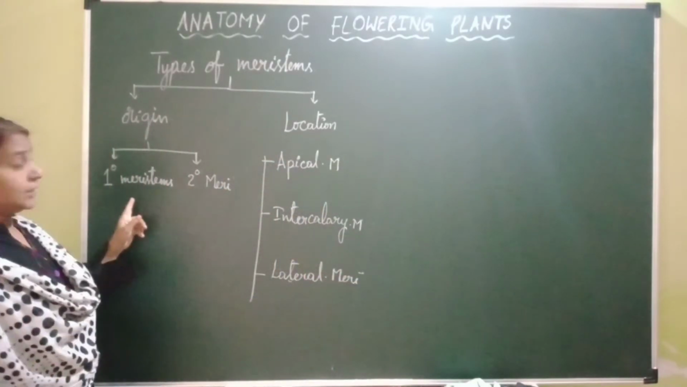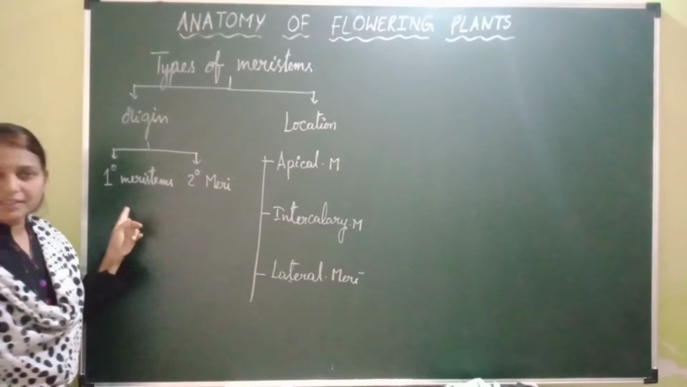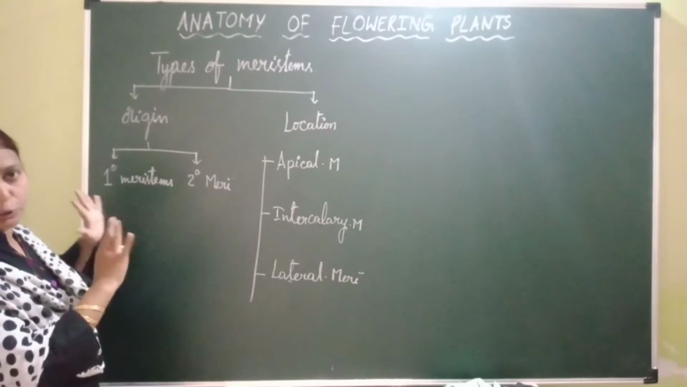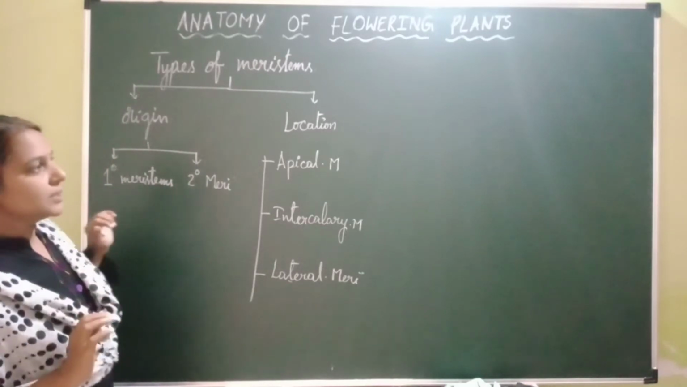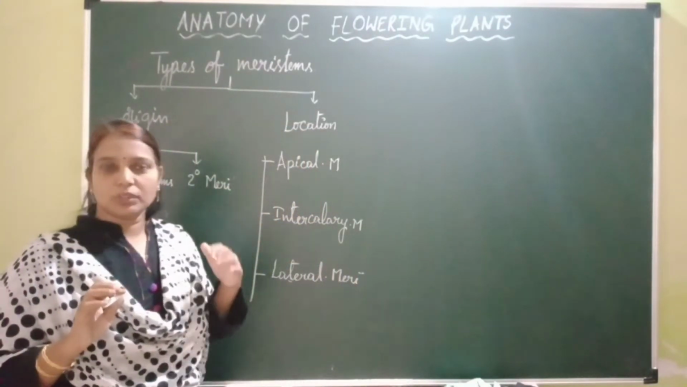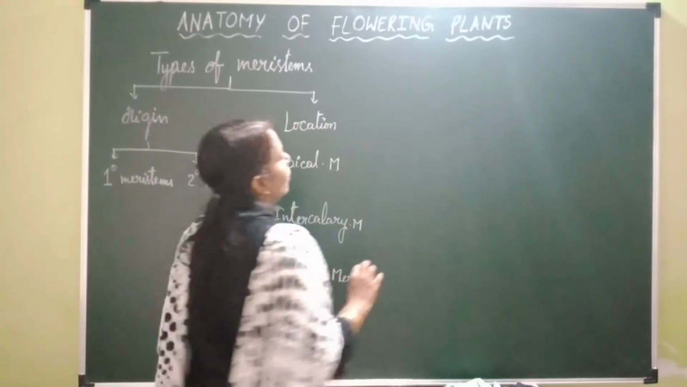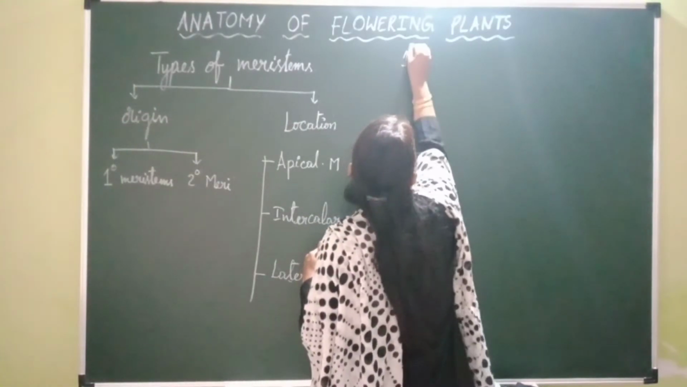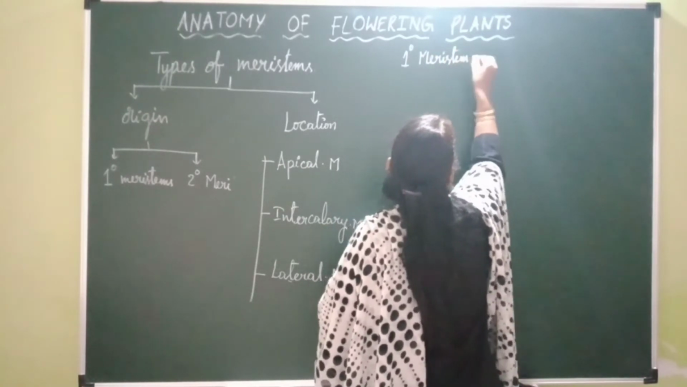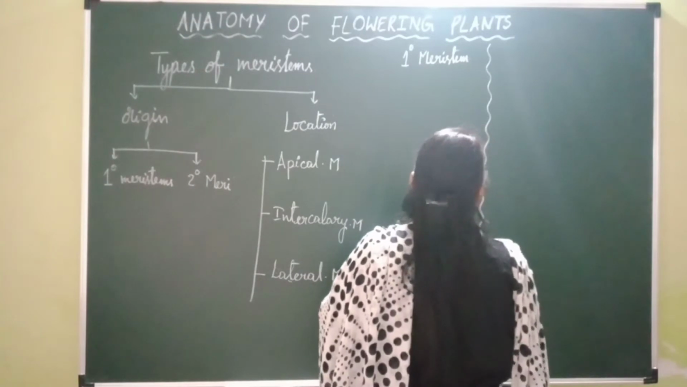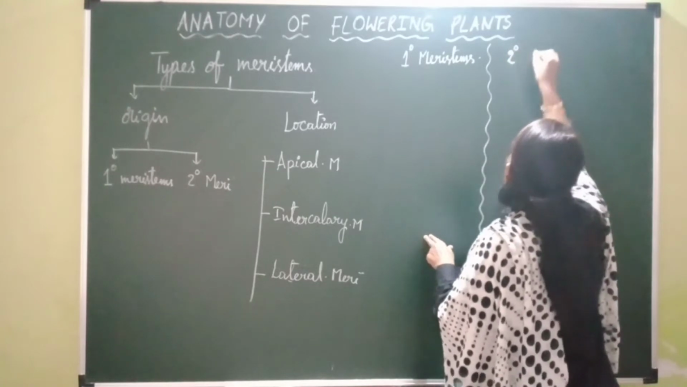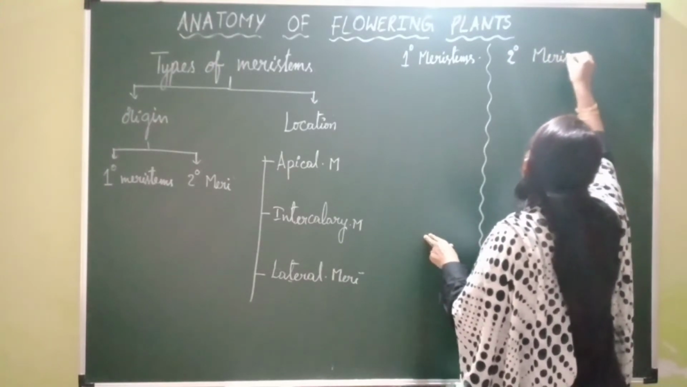Now let's start with primary meristems and secondary meristems. Let's study these meristems which are divided into two types, primary and secondary meristems, on the basis of origin. Let's make a comparative study of primary and secondary meristem so that it will be very clear to you. Primary meristematic tissues and secondary meristematic tissues.